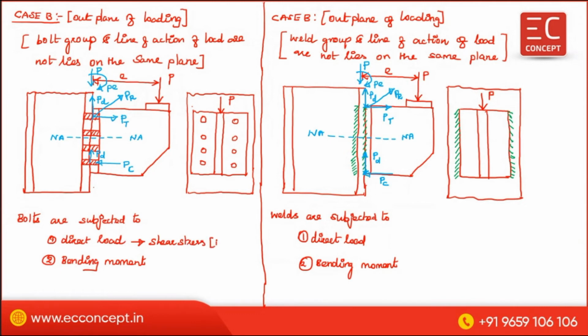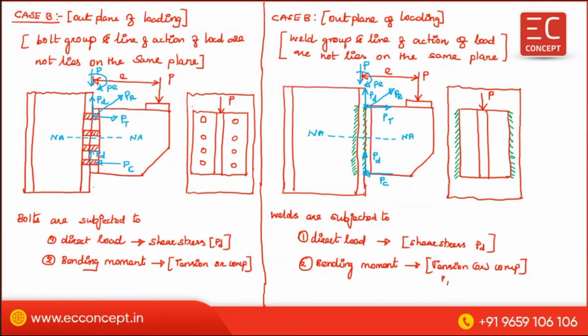That is PD. Due to bending moment, the stress is tension or compression. Here also, due to direct load, the corresponding stress is shear stress, that is PD. Due to bending moment, the corresponding stress is tension or compression. In tension, we can write PT; in compression, we can write PC. And here also tension PT, compression PC. So that is the thing.